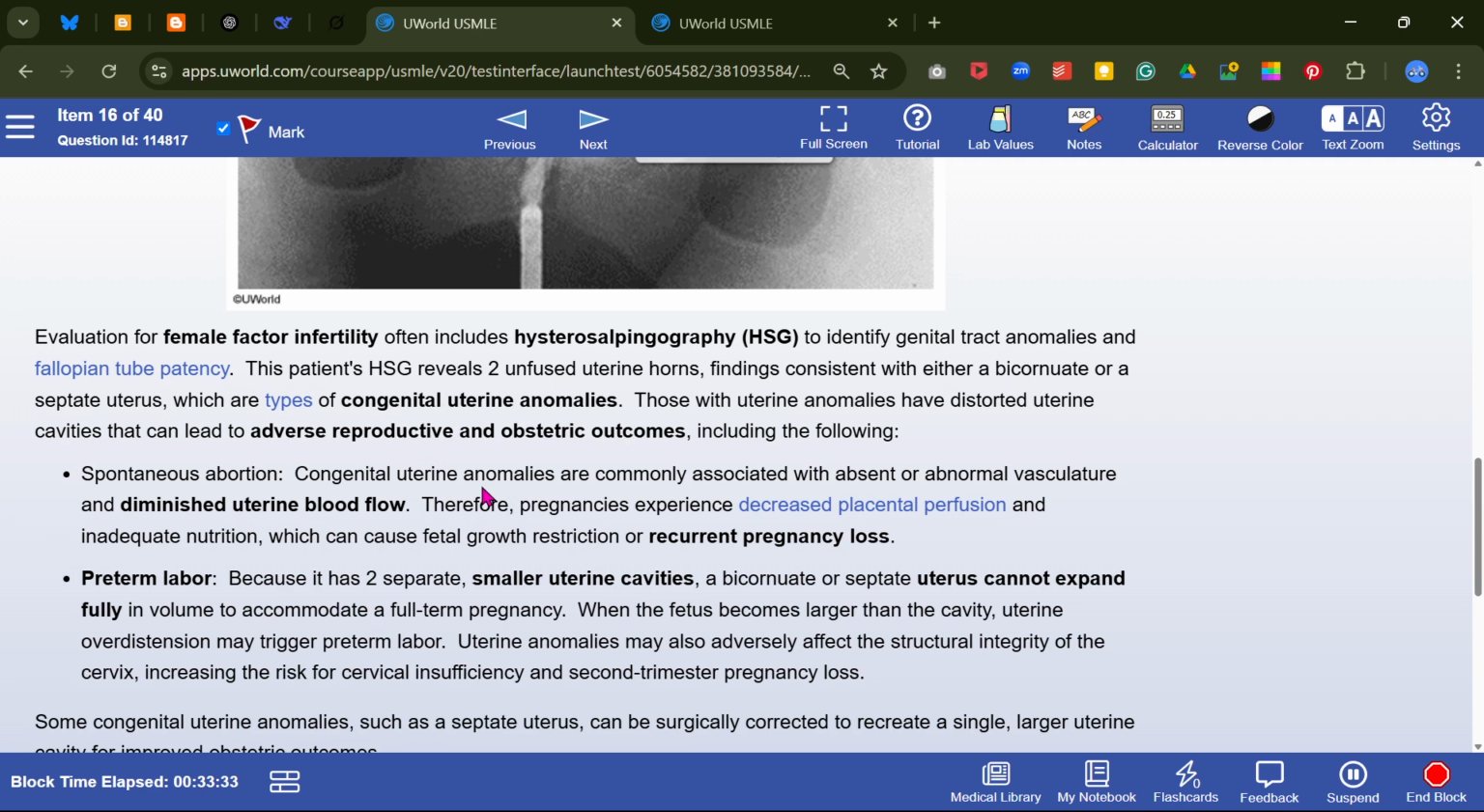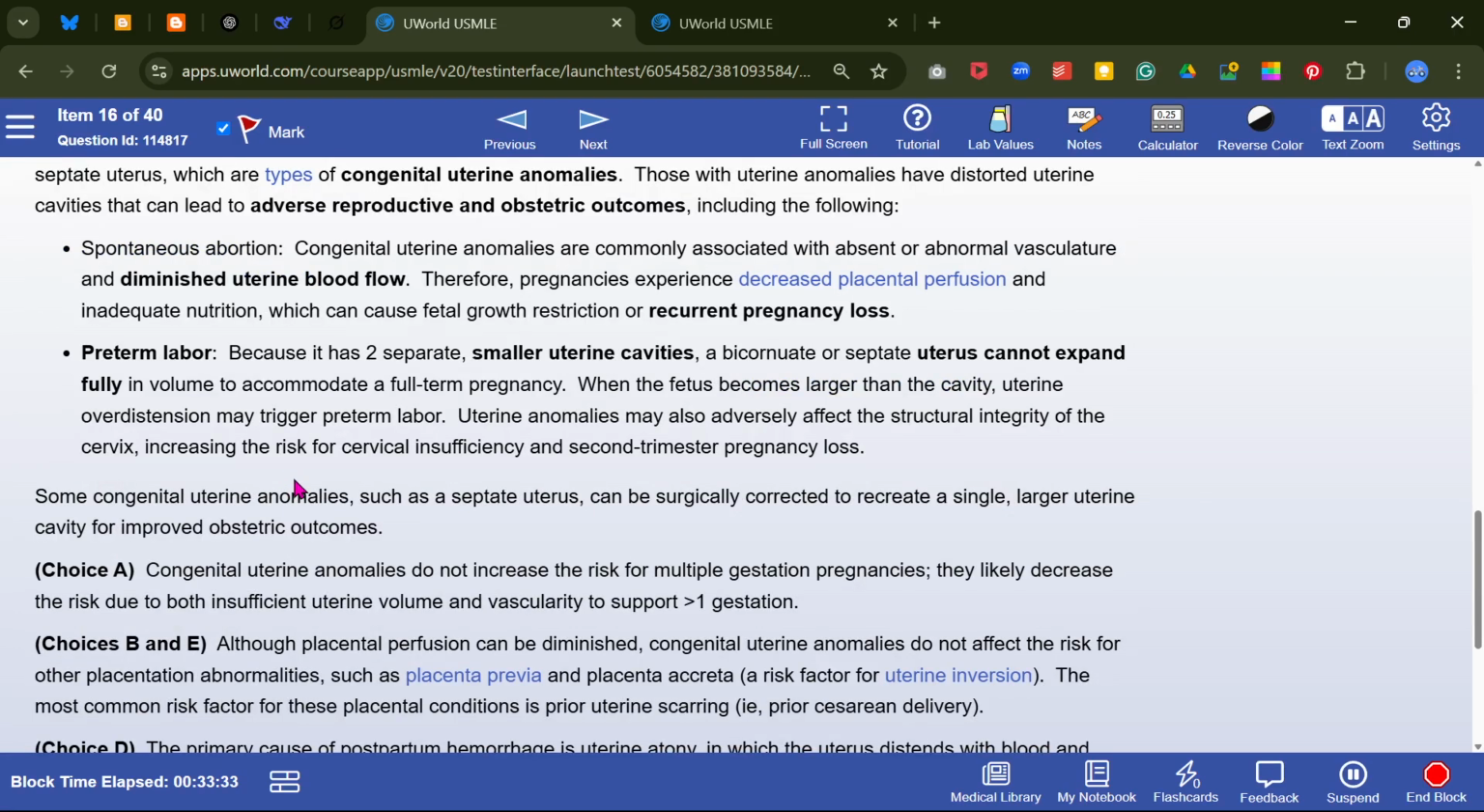Uterine anomalies may also adversely affect the structural integrity of the cervix, increasing the risk for cervical insufficiency and second trimester pregnancy loss. Some congenital uterine anomalies, such as septate uterus, can be surgically corrected to recreate a single large uterine cavity for improved obstetric outcomes.